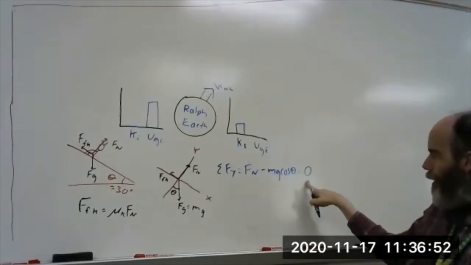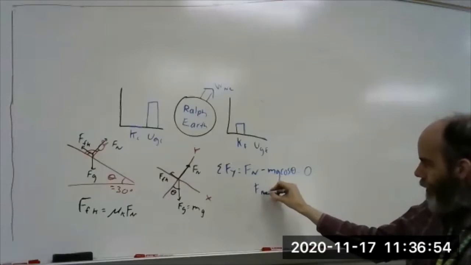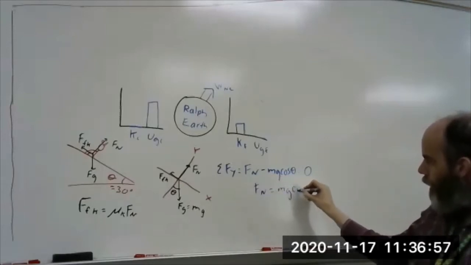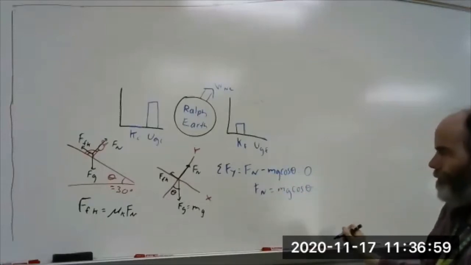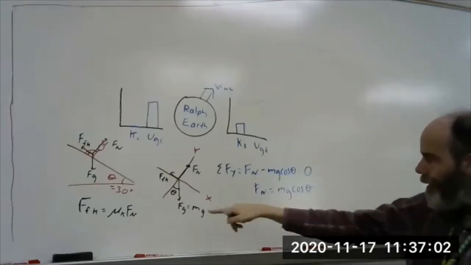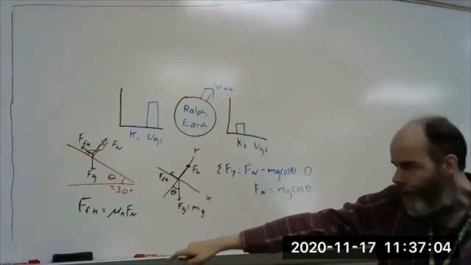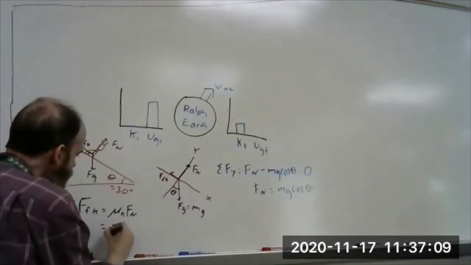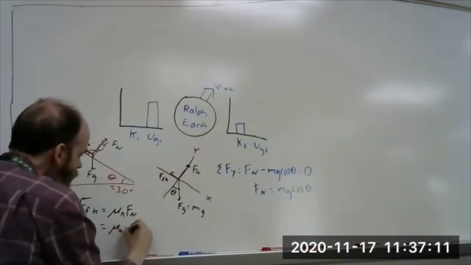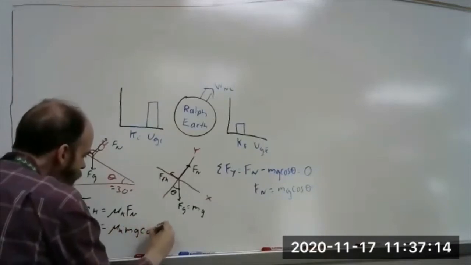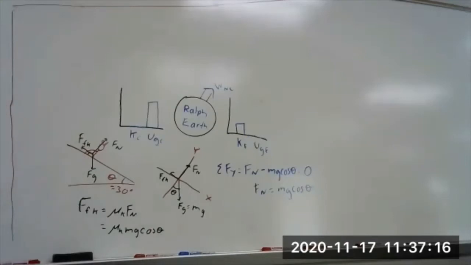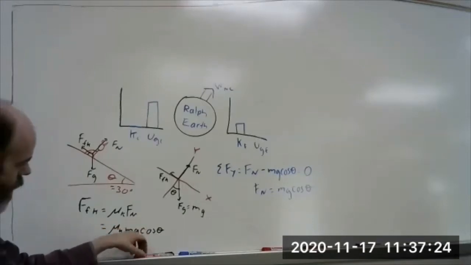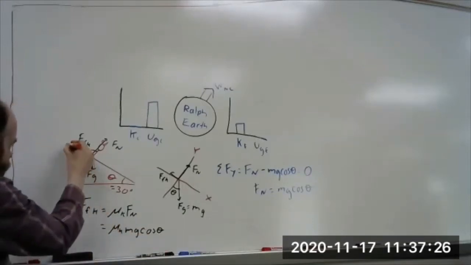Then we solve this equation for Fn, and we get Fn equals mg cos theta. So then put this into our expression for force of friction. And we get force of friction equals mu k mg cos theta. So now we need to find the work done by friction. So we have the force. So let's find out how far he traveled.